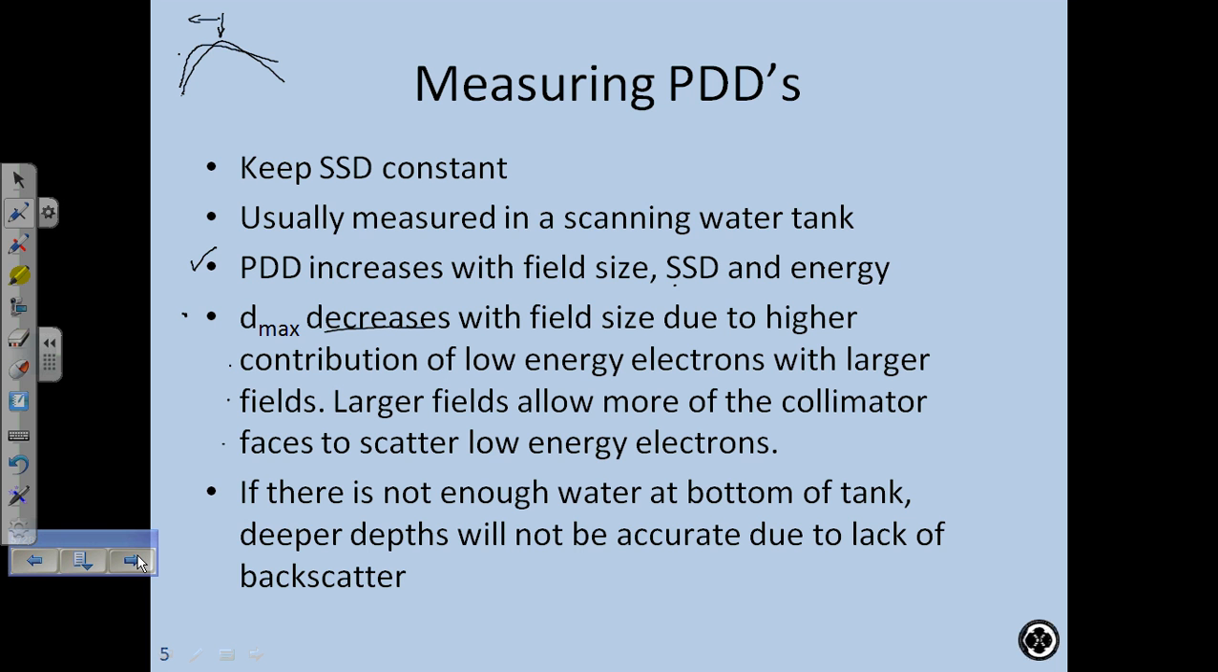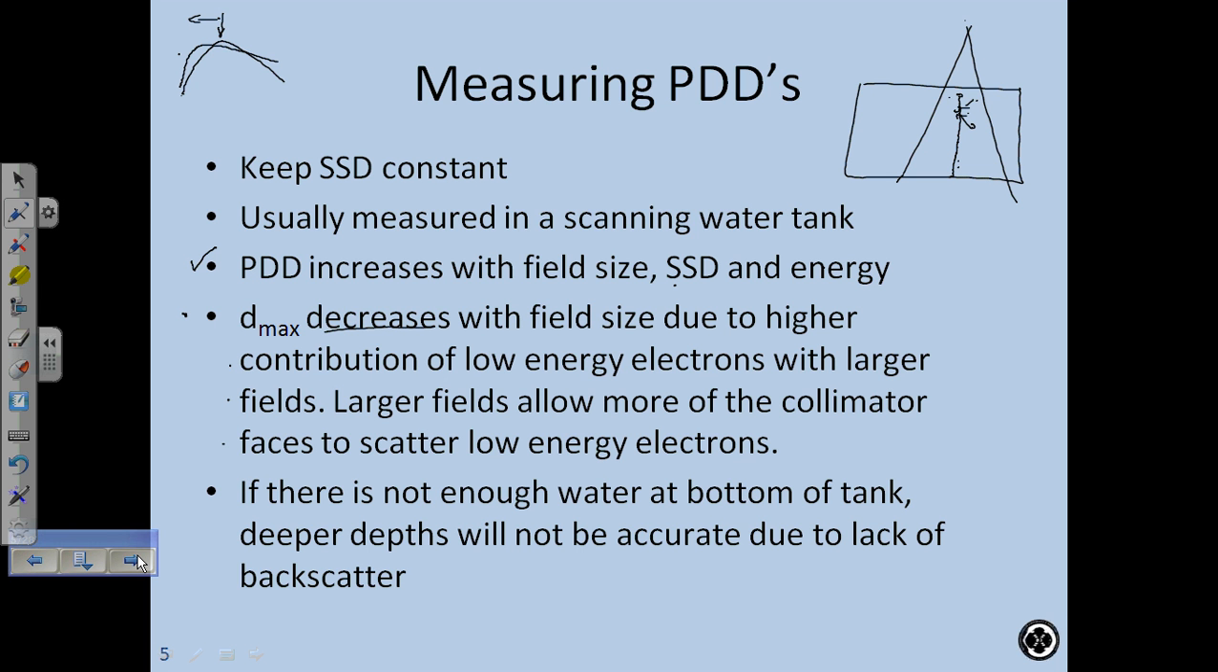If there's not enough water at the bottom of the tank, deeper depths will not be accurate due to lack of backscatter. So this is something else to think about. Say you're scanning a chamber from the top all the way down to the bottom. Up here is fine. There's full scatter. In other words, as photons scatter, they scatter forward towards the chamber, and some scatter backwards towards the chamber, and that's fine. As you get deeper, that full isotropic scattering condition exists until you get here.